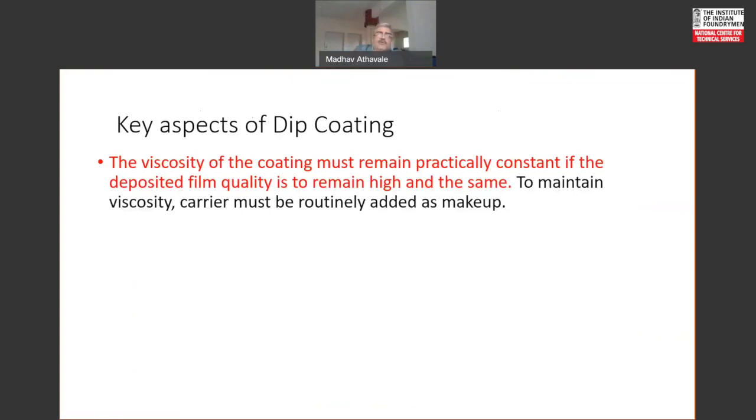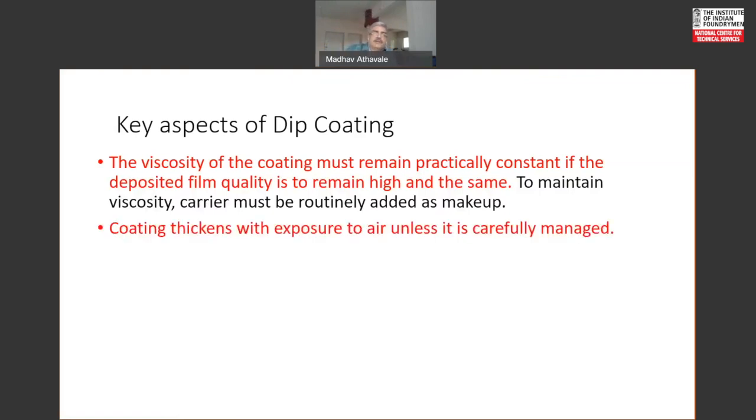The viscosity of the coating must remain practically constant if the deposited film quality is to remain high and the same. So to maintain the viscosity, carrier must be routinely made up. So your equipment design has to take care of this, or if you are doing a manual operation, periodic viscosity measurement, and then adjusting the viscosity by adding either excess wash or excess water needs to be done. I'm getting comments.